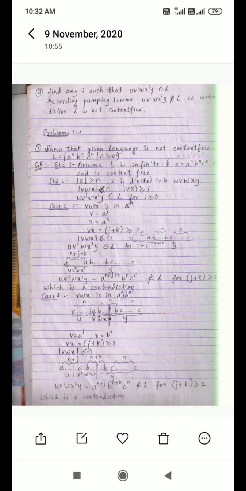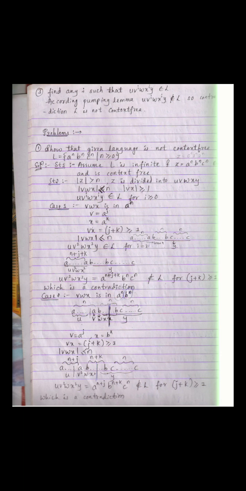So if I take u v squared w x squared y, what happens? We get a raised to n plus j plus k, b raised to n, c raised to n. It does not belong to L. Why? Because if j plus k is greater than or equal to 1, the number of a's will be greater than the number of b's and c's, but they should be equal. If you select vwx as part of the a's, with j and k larger, it contradicts the result. That is the first case.